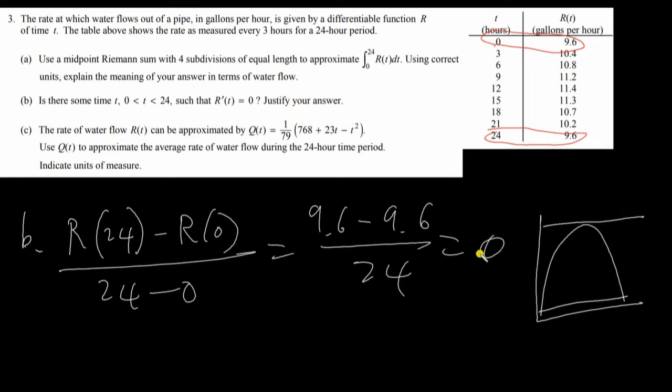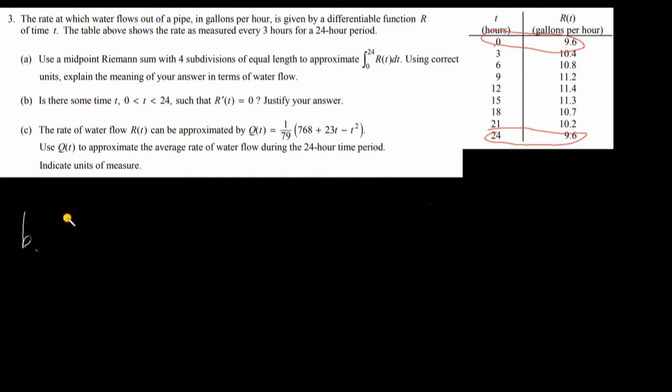The rate of water flow, r of t, can be approximated by q of t. Okay, so now we have a concrete function to deal with. That's really nice. Use q of t to approximate the average rate of water flow during the 24-hour time period. So in part B, we looked at the average rate of change, and now we're going to look at the average value of a function. Here's where we're going to use integrals.